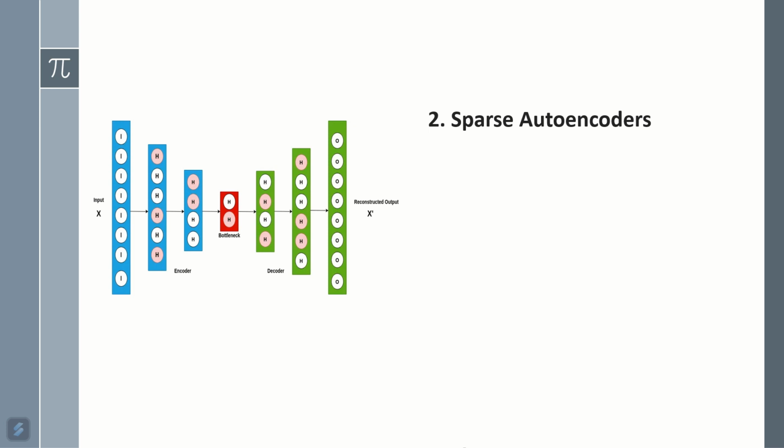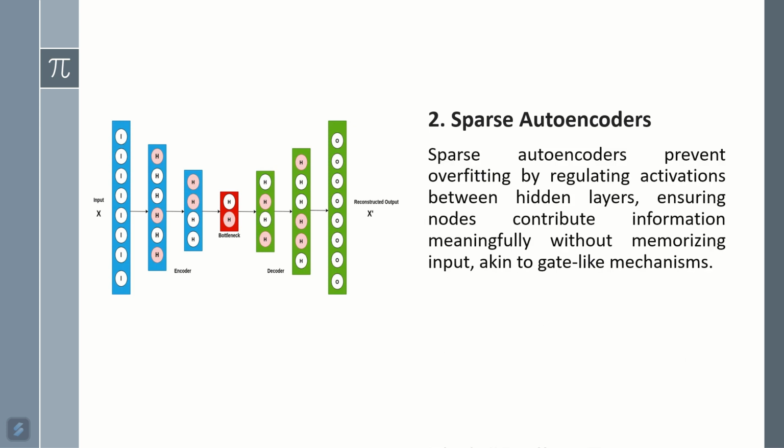Imagine a gate with tiny holes that only allow specific things to pass through. Similarly, sparse autoencoders regulate the activations between hidden layers, making sure that each node contributes meaningful information without just memorizing the input. This helps to prevent overfitting, where the model becomes too good at remembering the examples it's seen but struggles with new ones.